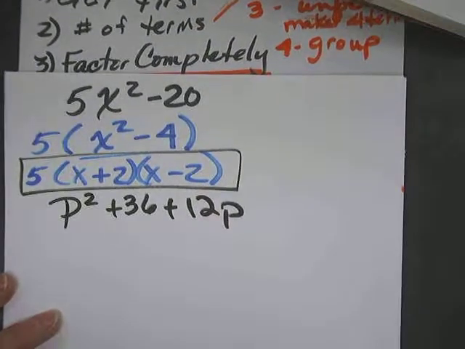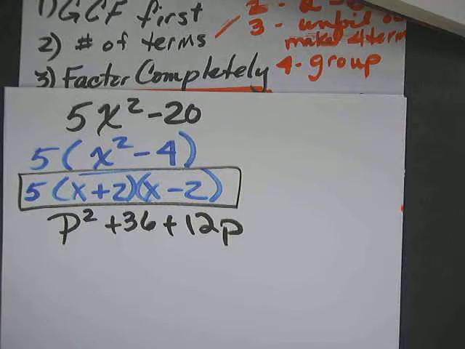Okay. Do p squared plus 36 plus 12p. What do you see going on here? A lot of p's.